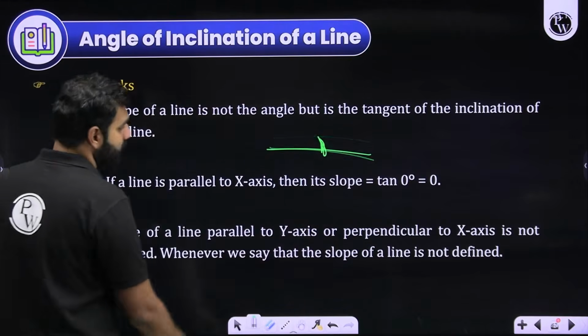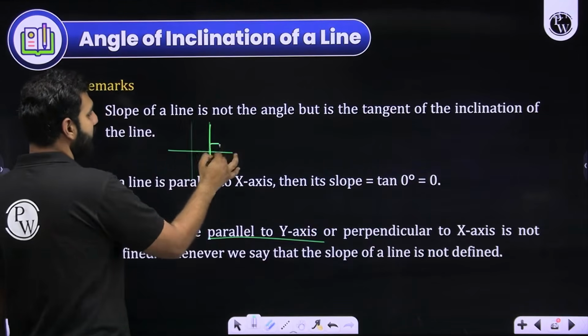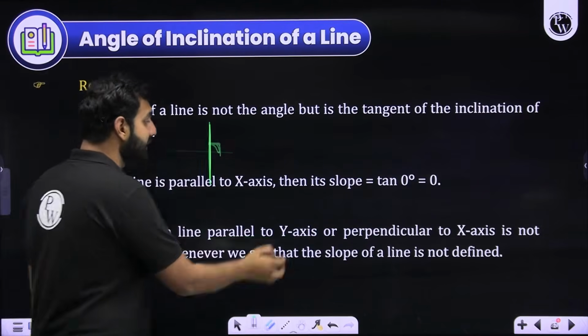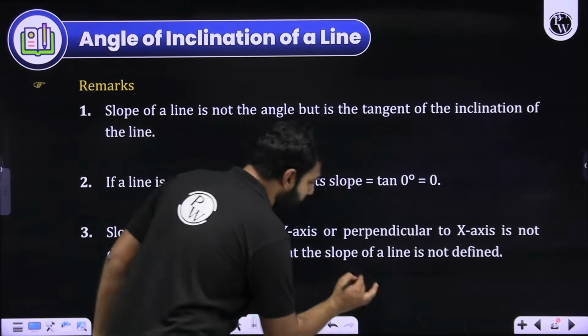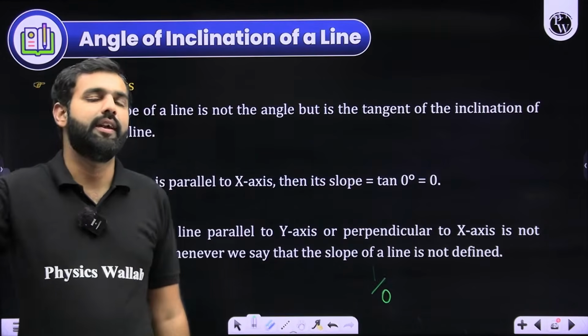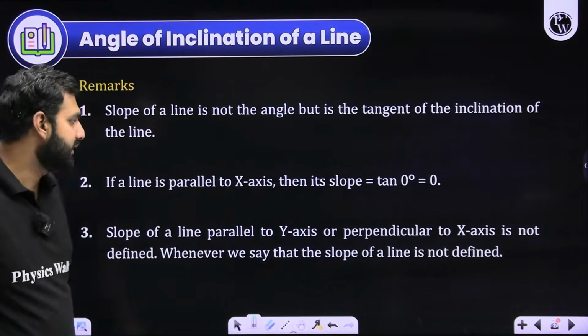What if the line is parallel to y-axis? I hope you know that if a line is parallel to y-axis, it makes a 90-degree angle with the x-axis. And if the angle is 90 degrees, which means tan 90, which is not defined. So slope will be not defined. But here in coordinate geometry, while dealing with infinity or slope as infinity, I'll write or refer to it as 1 by 0. I'll deliberately do it. You will understand why.